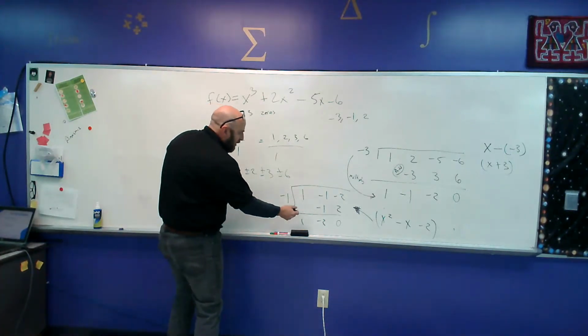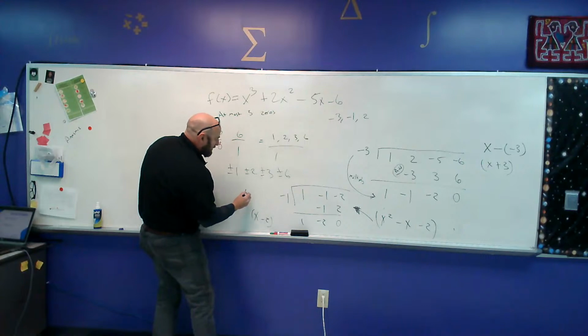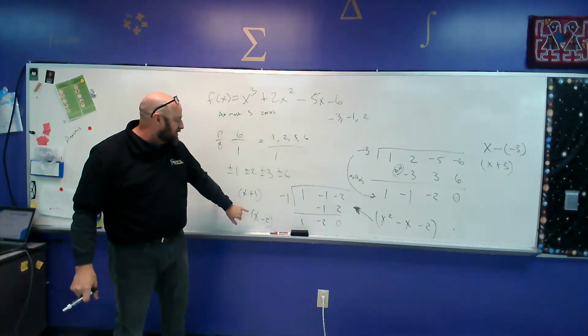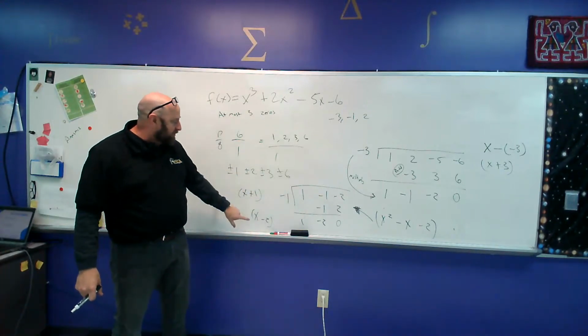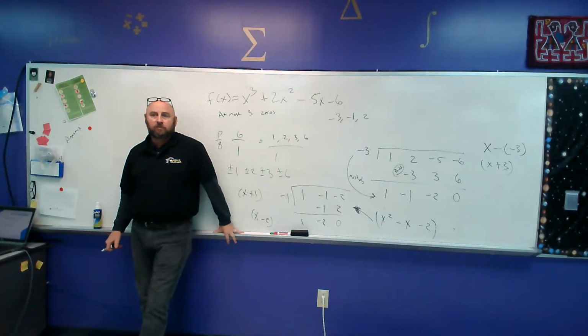So that gets us to there, that is just x minus 2. And we already know that x plus 1, that's x minus negative 1, is x plus 1. So there's your 3 factors. So your zeros are negative 3, negative 1, and 2, just like we found on the graph. But you see how we did that? We proved it using synthetic division.